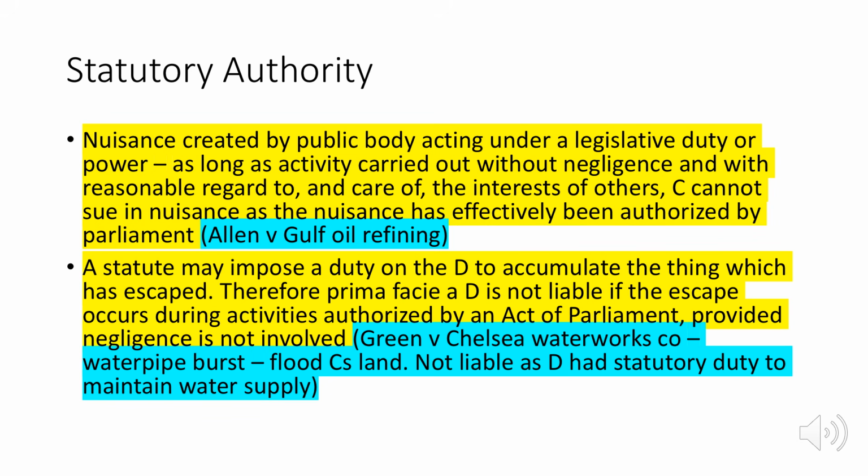Statutory authority. The nuisance is created by a public body acting under a legislative duty or power. As long as the activity is carried out without negligence and with reasonable regard to and care of the interests of others, C cannot sue in nuisance, as the nuisance has effectively been authorised by Parliament. A statute may impose a duty on D to accumulate the thing which has escaped. Therefore, prima facie, D is not liable if the escape occurs during activities authorised by an Act of Parliament, provided negligence is not involved.